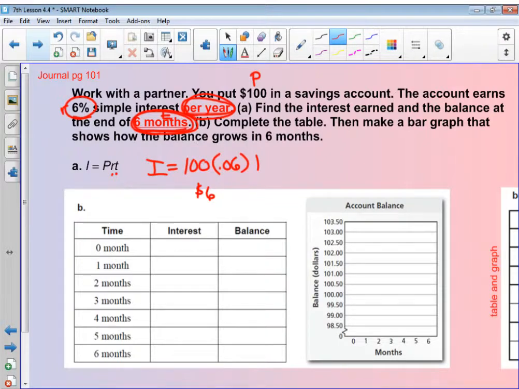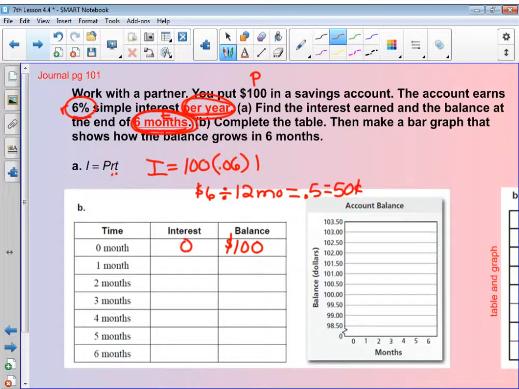Okay, so if I wanted to figure out how much I was going to get for each month, well, we're going to take that $6 and divide it by 12 because there's 12 months in 1 year. So $6 divided by 12 gives me 0.5, which is the same as 50 cents. So every single month, they're going to give me 50 cents for using that $100. So at month 0, the interest earned would be $0. So my balance would still be $100 because I put that $100 in there.